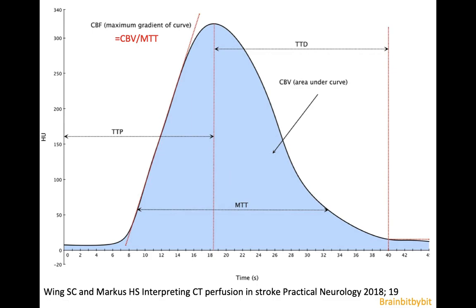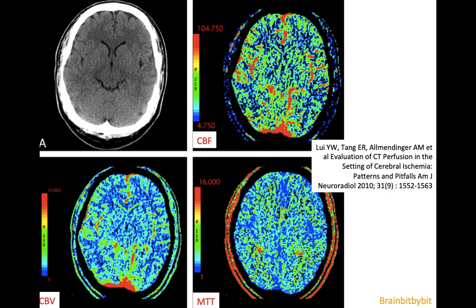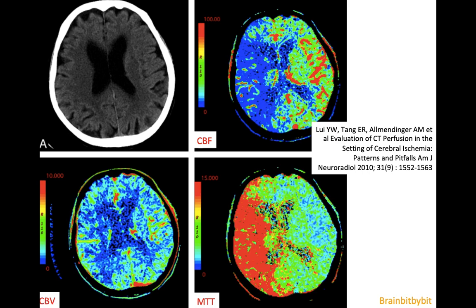And you can visualize this by making a color map with red for the highest number and blue for the lowest value. And you can look at the cerebral blood flow, blood volume and mean transit time, and this is usually done in stroke patients, and we will come back to that in a few months.